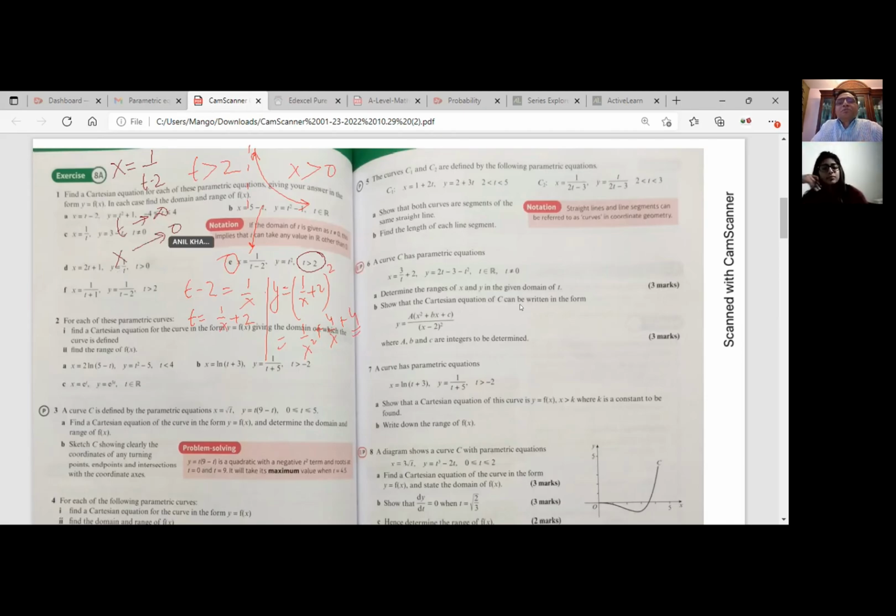So it started from positive infinity. Now it's getting down to 0. So all values above 0 become your domain. Is that clear?